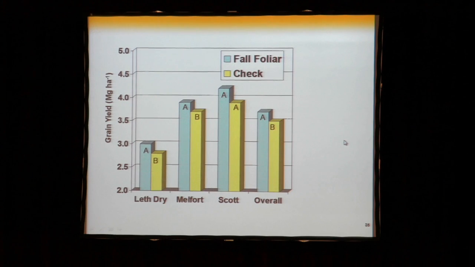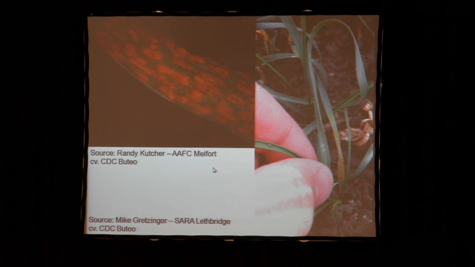And you're probably thinking, what's going on with this fall foliar? And so here's part of the explanation here. At Lethbridge, Melfort, and Scott, when you look just at the fall foliar application, we had a significant increase in grain yield at all 3 sites. The difference was not significant at Scott, but overall it was still significant. And the reason for that was we had quite an outbreak of stripe rust in the fall of 2010.